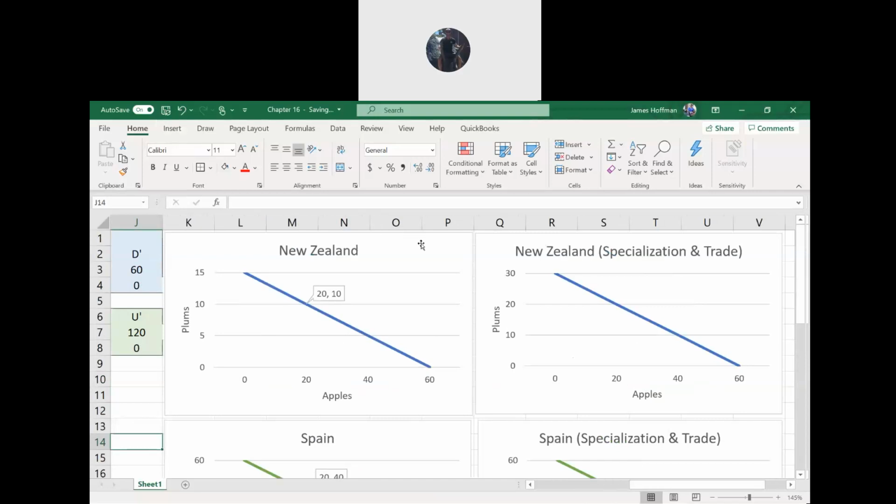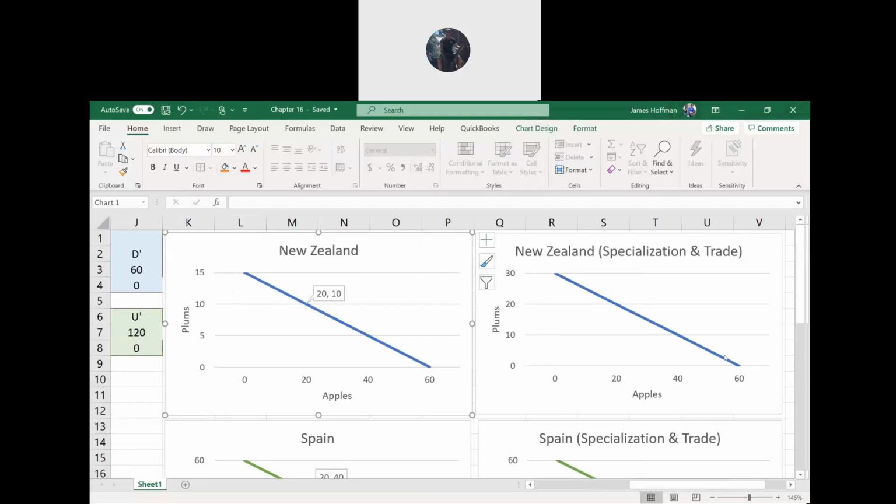So here's the initial New Zealand, right? They can do 0 to 15, 0 to 60, but they're going to specialize in apple production, and they can trade all those apples if they want to at the exchange rate for plums. So they could possibly get any of these points on here. So see how the maximum they could get is 30 as opposed to the initial 15. So they can get up to double the amount of plums by the trade they agreed upon.